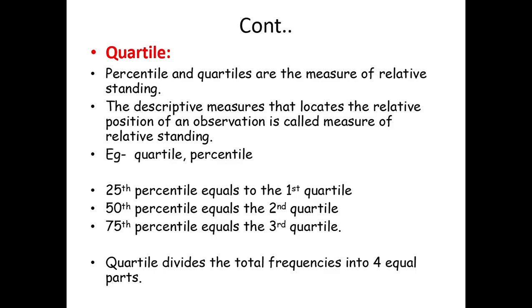Coming to the next, quartile. What is a quartile? The percentile and quartiles are measures of relative standing, and the descriptive measures that locate the relative position of an observation are called measures of relative standing. For example, quartile and percentile. The 25th percentile equals the first quartile, the 50th percentile equals the second quartile, and the 75th percentile equals the third quartile. So quartiles divide the total frequencies into 4 equal parts.